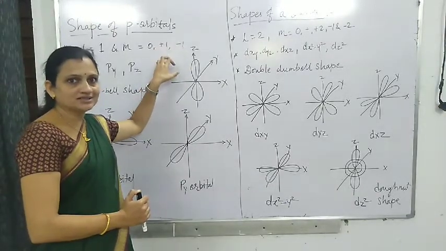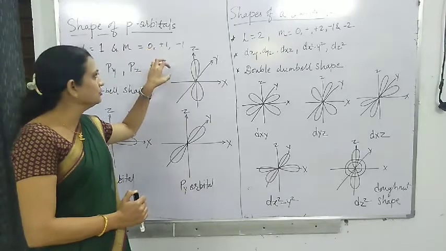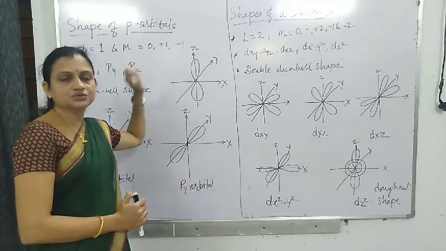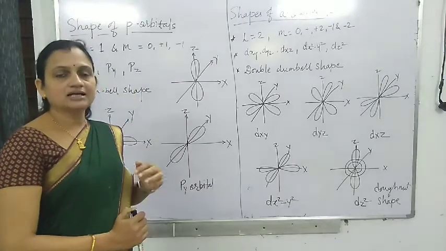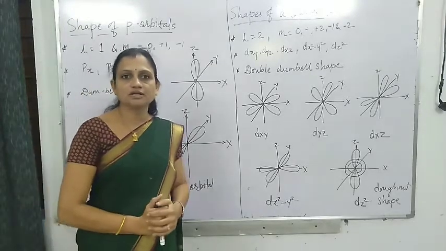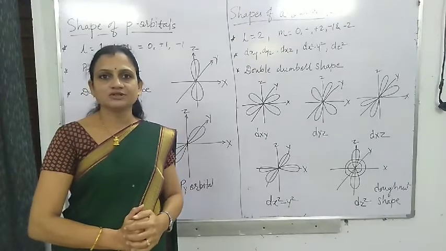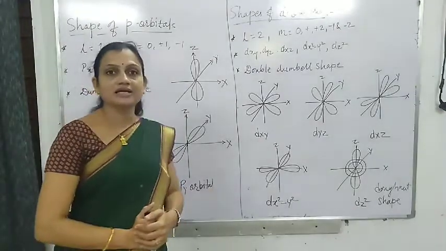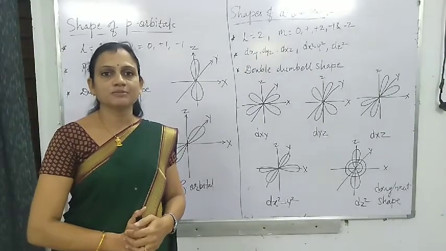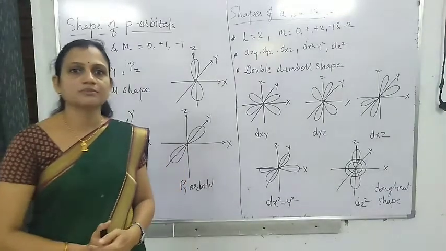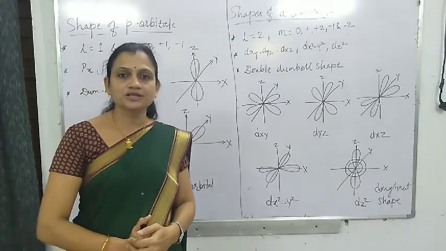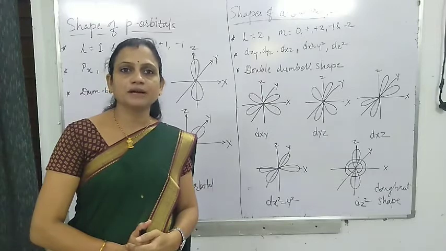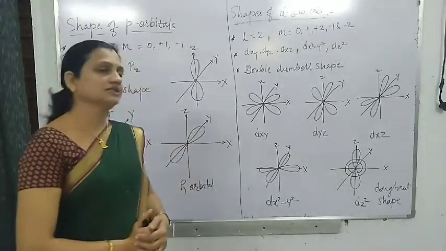If you are not understanding these terms, you have to learn the quantum numbers. I have already taught you that topic, and there are four quantum numbers: principal, azimuthal, magnetic and spin quantum number. L means the azimuthal quantum number and m is the magnetic quantum number, so these values come from the quantum numbers. The values of L and m are different for different orbitals.